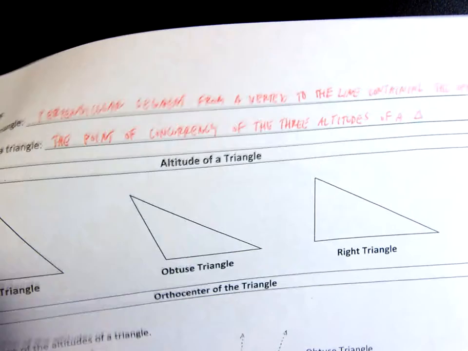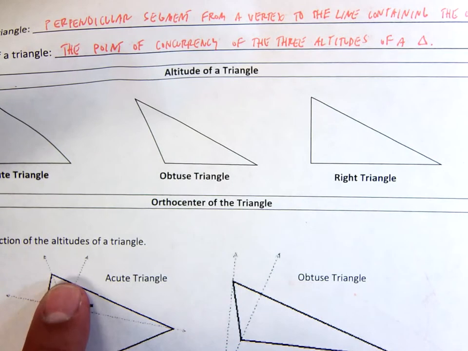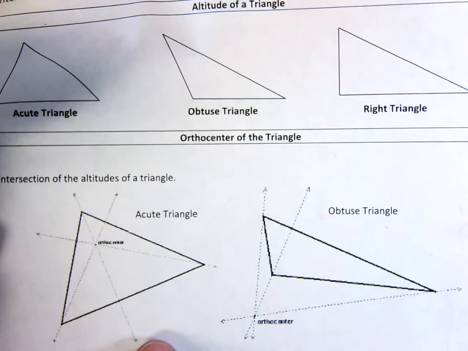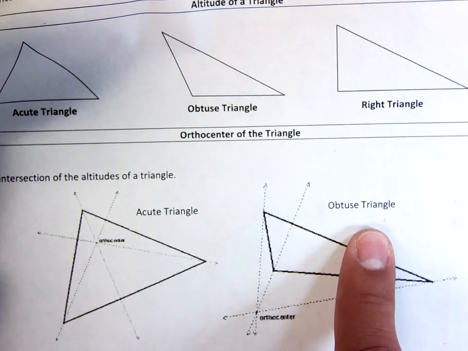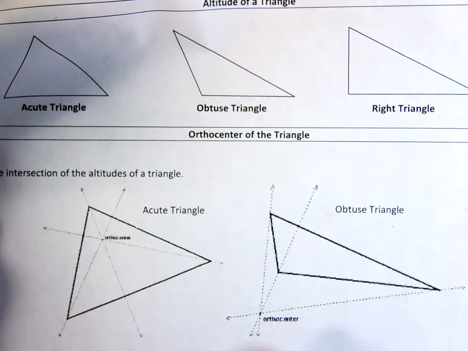Here are some pictures of some altitudes. The intersection of the altitudes of a triangle, if it's acute, notice it's inside the triangle. If it's obtuse, notice my orthocenter is outside of the triangle.